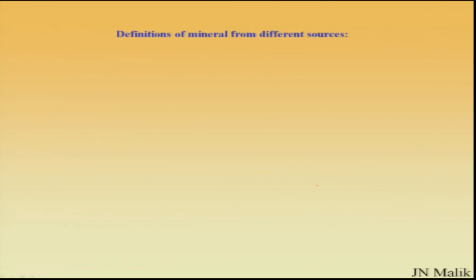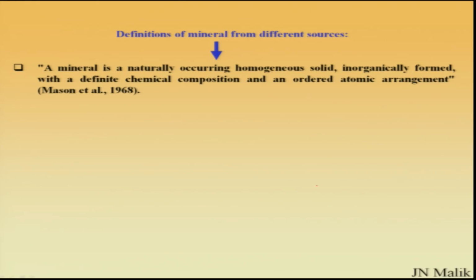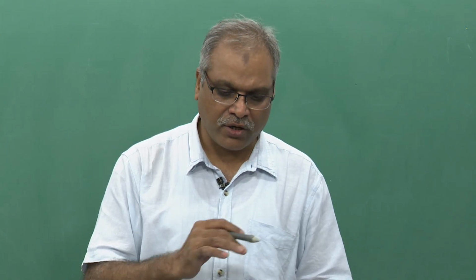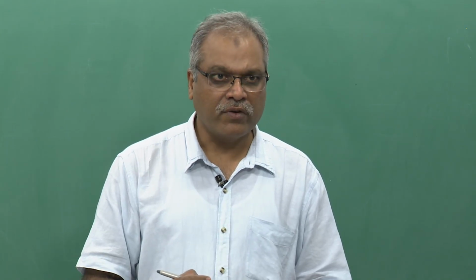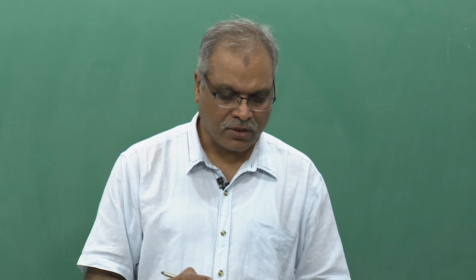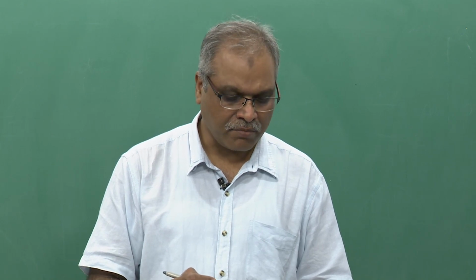Now in total, if we look at the definition of mineral from different sources, what it says is that a mineral is a naturally occurring homogeneous solid, inorganically formed, with a definite chemical composition and an ordered atomic structure. So each mineral will have a typical chemical composition and an atomic structure, and this is very important. We will study how we can identify the different minerals based on the atomic structures and the chemical composition.